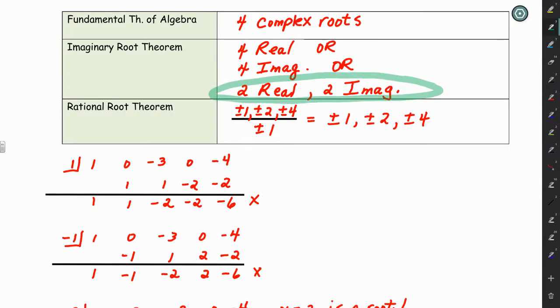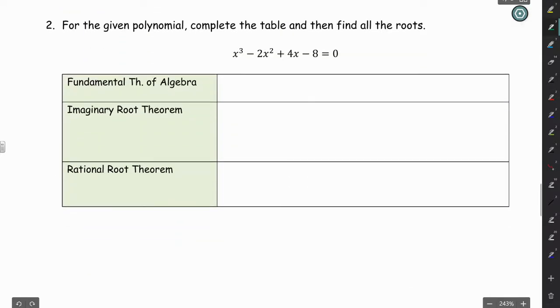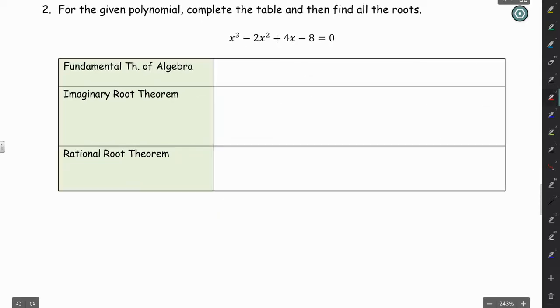All right, so hopefully you're starting to see how these theorems can help us. We're going to try another one, and what I would do if I were you is I would pause the video and try this next one on your own. This time we have a third degree polynomial. We have a cubic polynomial, so we know we have 3 complex roots altogether. Imaginary roots come in pairs, so we either have 3 real roots or we have 2 imaginary and 1 real.